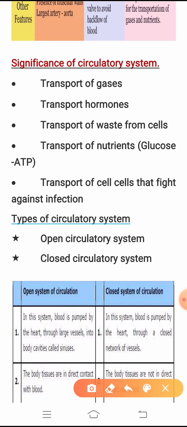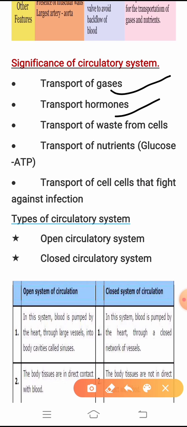The circulatory system transports the gases. The exchange of gases takes place, right? So what are the gases which may be exchanged? It may be oxygen and carbon dioxide. And transportation of hormones takes place. What are hormones? Hormones are the substances which are released by the glands. So there are so many glands in our body. These glands release the hormones, so those hormones have to be transported. It happens with the help of the circulatory system.